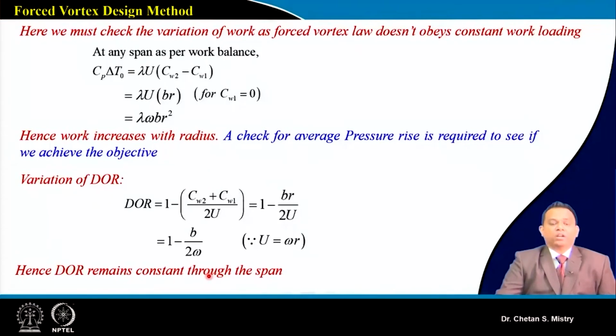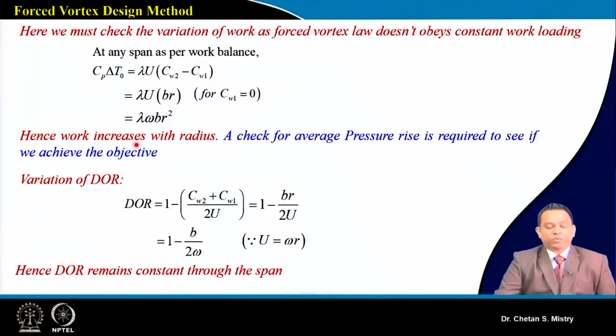Now in this method, we need to check the variation of work, as the forced vortex is not following constant work loading. Okay. So what we can write from our fundamental approach is that my thermodynamic work and aerodynamic work are both the same. Here we know Cw1 is equal to 0, and my Cw2 we are putting as B into R. So you can say my work varies with R square. Okay.